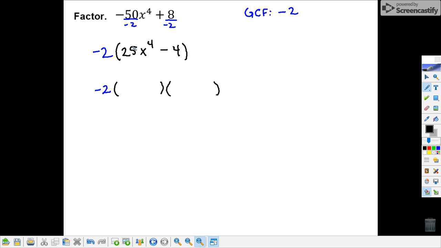Now, 25, we know that 5 times 5, the square root of 25 gives us 5. X to the 4th, we know that x squared times x squared, so I'm just doing half of the exponent, would give me x to the 4th. So that would be our first term in each one. So then I look at my second term. So we have our negative 4. Well, since it's negative, we know one has to be negative, one has to be positive. So the signs can be the opposite. And 4, we know 2 times 2 gives us 4. At this point, you would be done factoring.